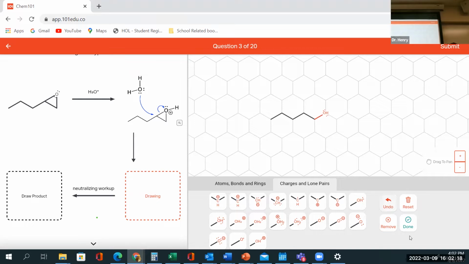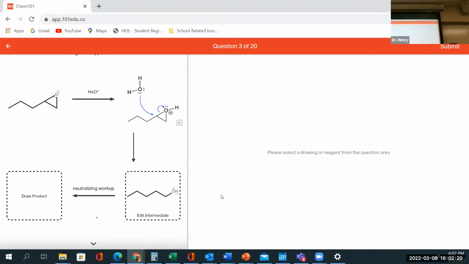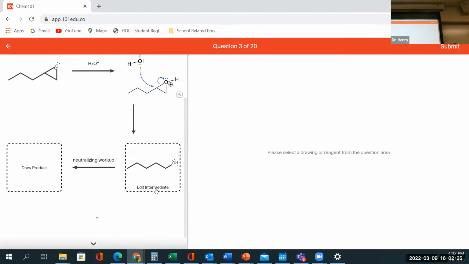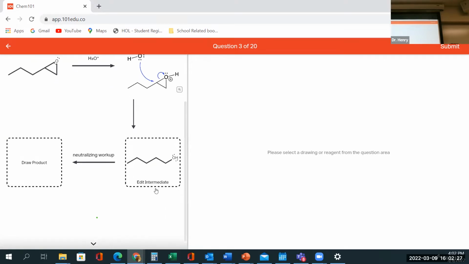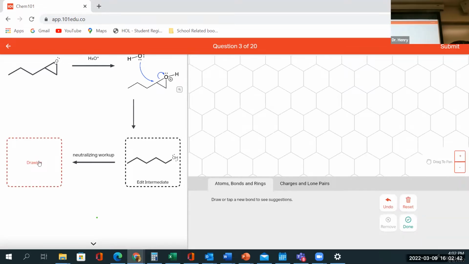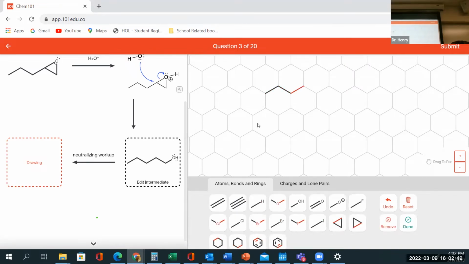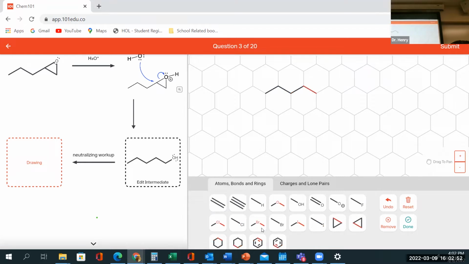From there, do it again. Okay, and then. Okay, so then what's going to happen when we do the neutralization work then? The oxygen is going to donate the hydrogen. Okay, so we're going to get 1, 2, 3, and then double bond.